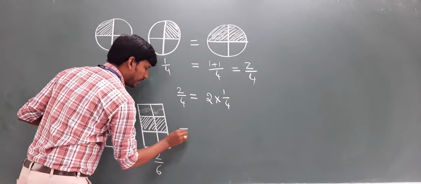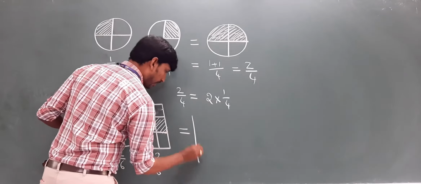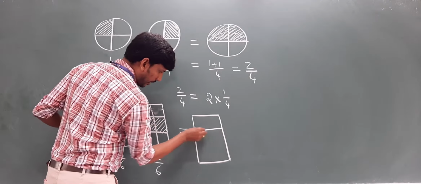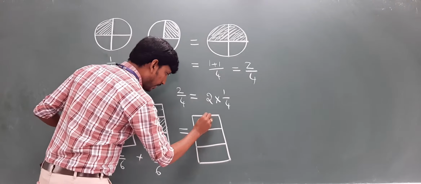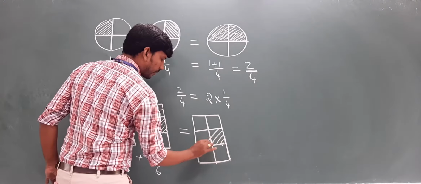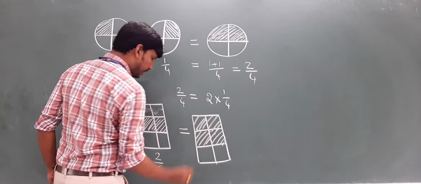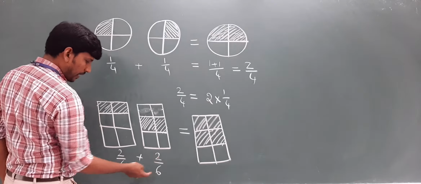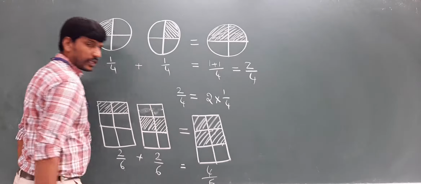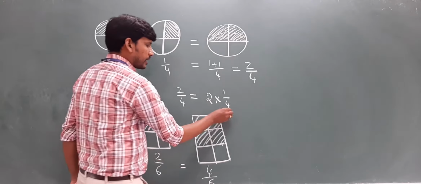I am going to add these two. What are you going to get? We get one more rectangle, a big rectangle, again with 6 equal parts. In that, these are 1, 2, 3, 4, 5, 6 parts, and this part is the shaded part. Nothing but 2 plus 2, because both are like fractions. We will get 2 plus 2 is equal to 4 by 6. We got 4 by 6. This 4 by 6 I am going to write here.